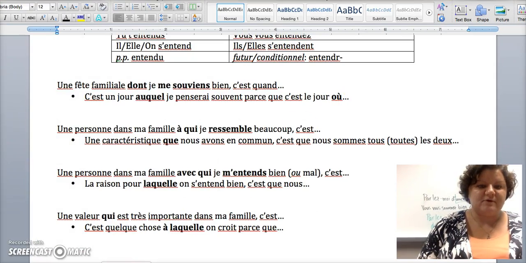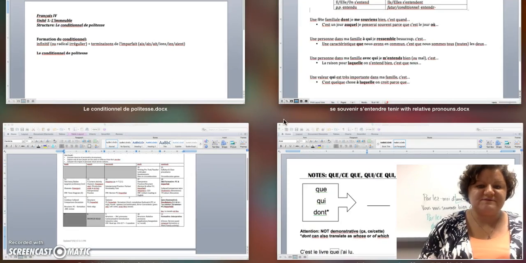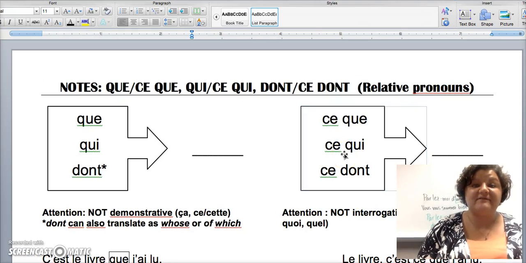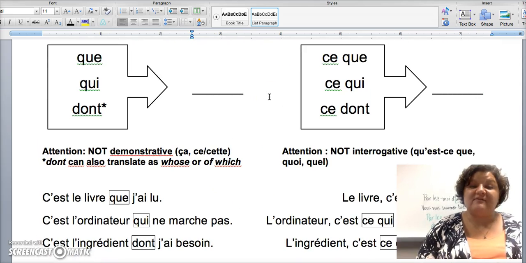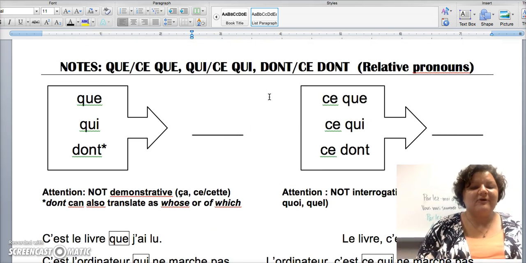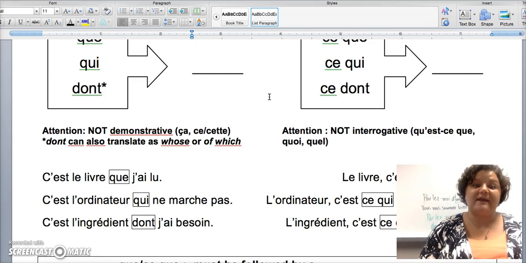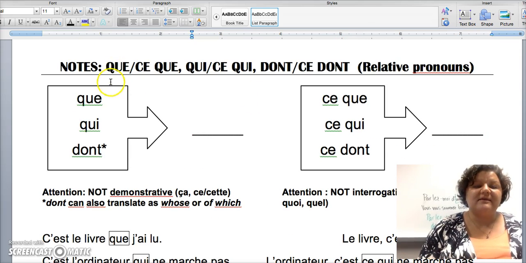I am going to go into a note sheet format. You can access this as a PDF in the shared Google Drive for the class. I'm just going to use this as a structure. So, qui, que, and dont in English kind of translate to the word "that." So, "C'est le livre que j'ai lu," it's the book that I read. "C'est l'ordinateur qui ne marche pas," it's the computer that doesn't work. "C'est l'ingrédient dont j'ai besoin." So, que, qui, and dont all kind of translate to "that."